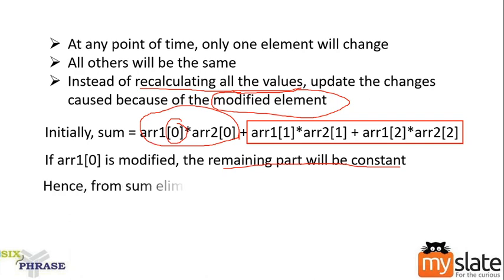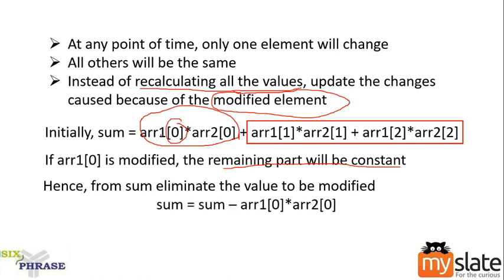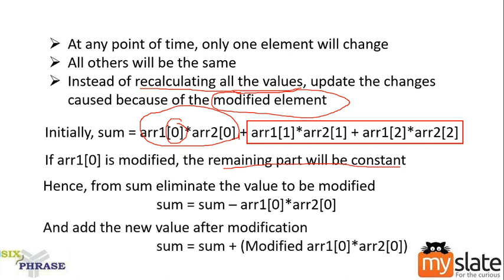I can eliminate the value to be modified. This is the product which will change. So first remove this product. Remove this product, then add the modified product. Clear? Since this is the only value that will change, what you have to do is remove this original product and add the modified product, so that you don't have to calculate every single value.